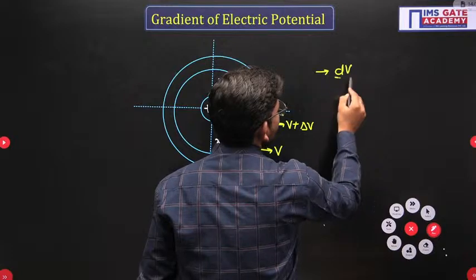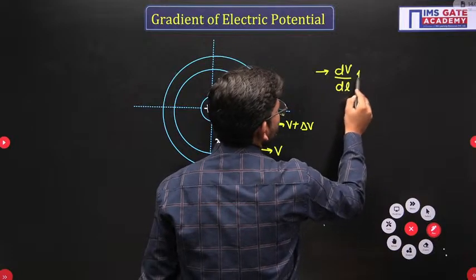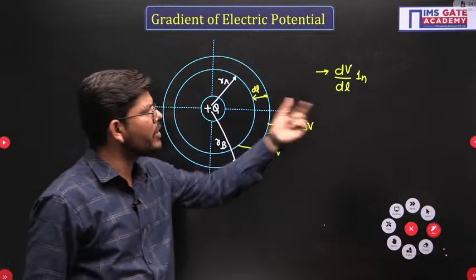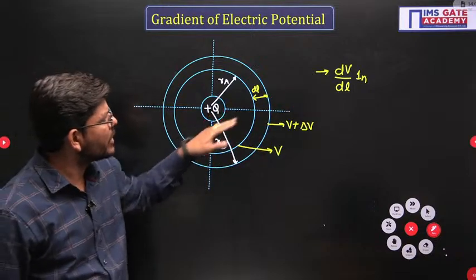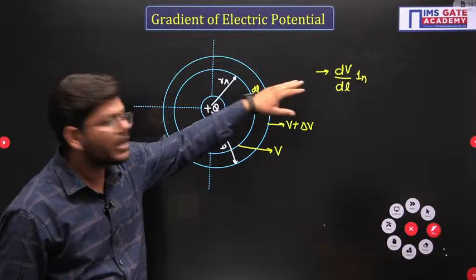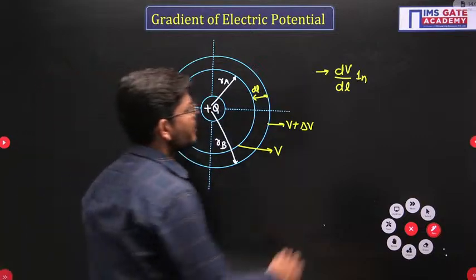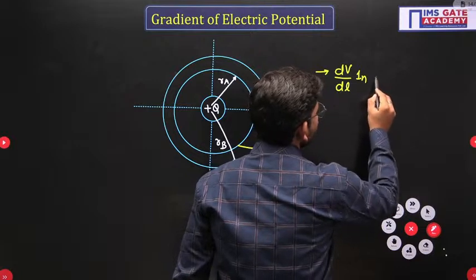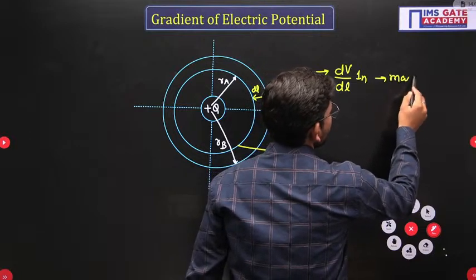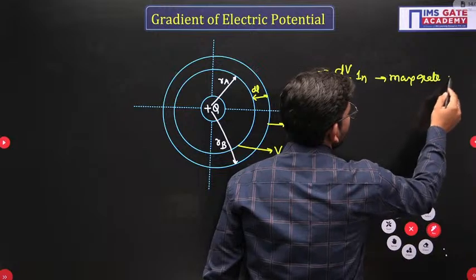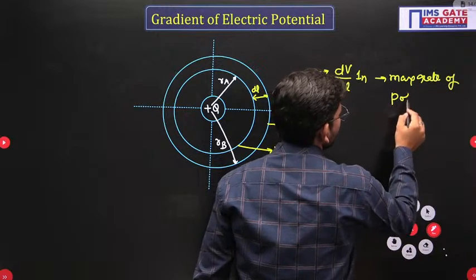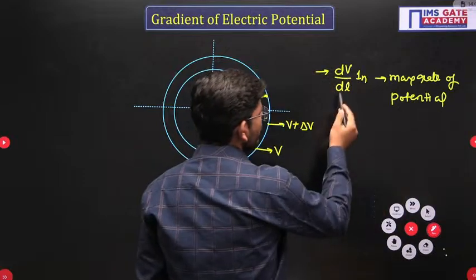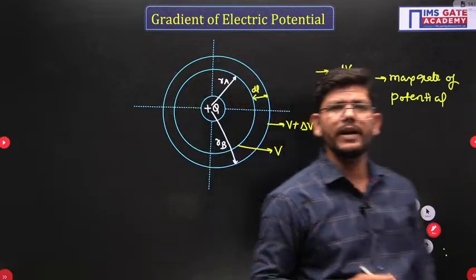where do we get the maximum rate of increase of this quantity? That we will get in the normal direction, isn't it? So dV upon dl, the rise in the potential, we will get in the normal direction. So dV upon dl unit vector n will give us the maximum rate of potential change. And what do we call this quantity, dV upon dl unit vector n?